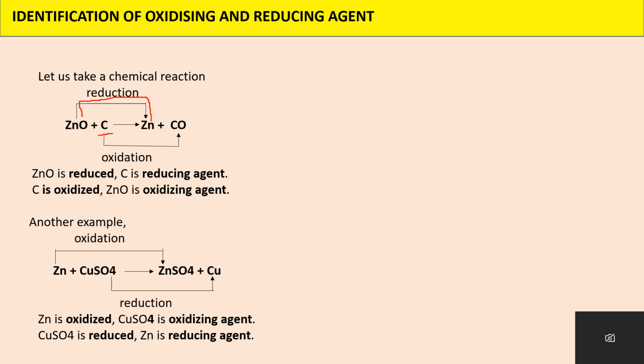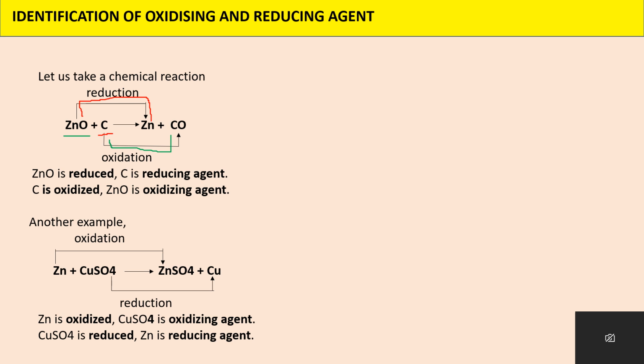Similarly, carbon, on acceptance of oxygen from zinc oxide, is oxidized to carbon monoxide. The other component present on the left side of the equation is zinc oxide. So this becomes the oxidizing agent for carbon. Let us take one more example to understand the concept more clearly.